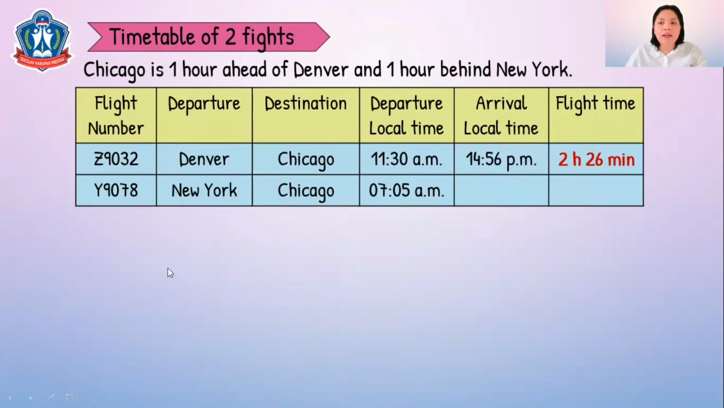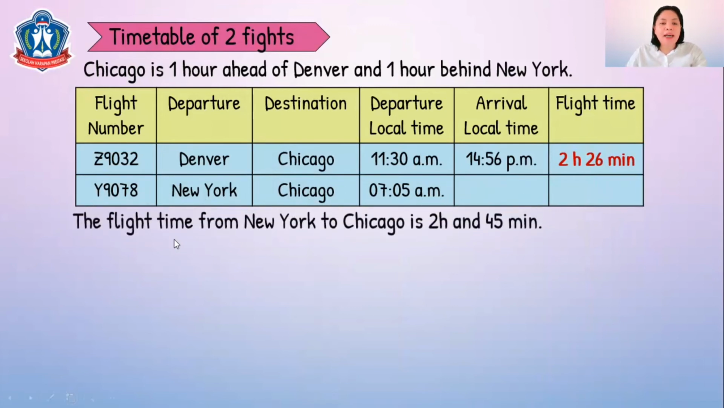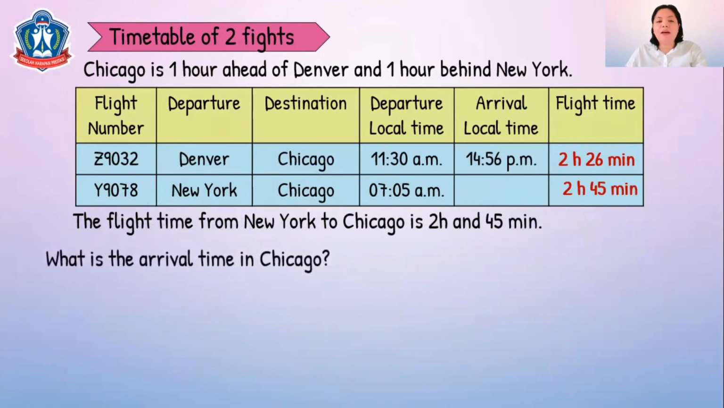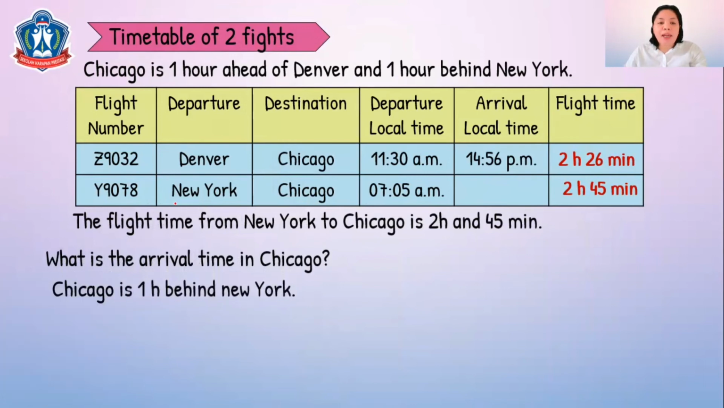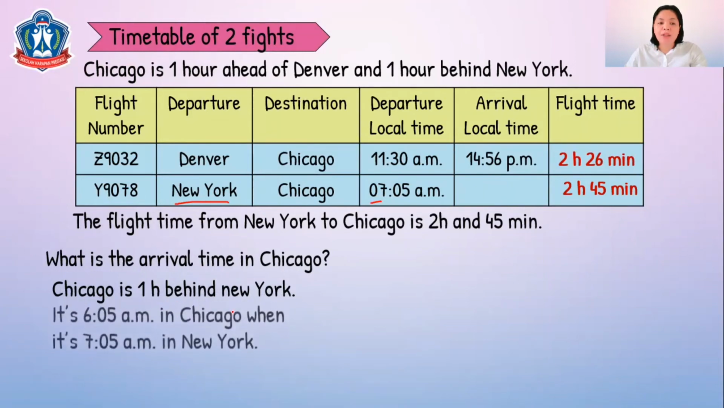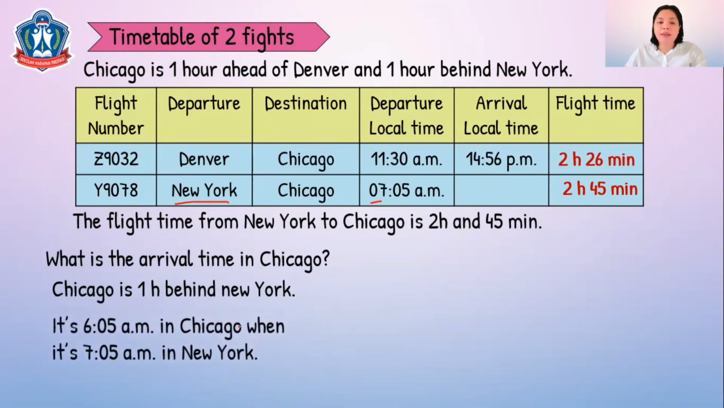In this question, we have the flight time from New York to Chicago is 2 hours 45 minutes. So the question is, what is the arrival time in Chicago? Chicago is 1 hour behind New York. So the airplane will depart from New York at 7:05 p.m. But remember, Chicago is 1 hour behind New York. So it's still 6:05 p.m. in Chicago and it's already 7 p.m. in New York.